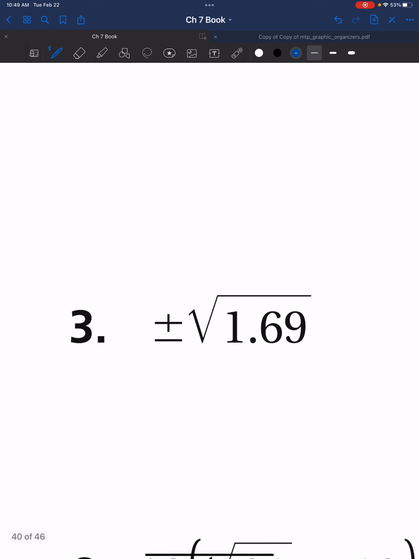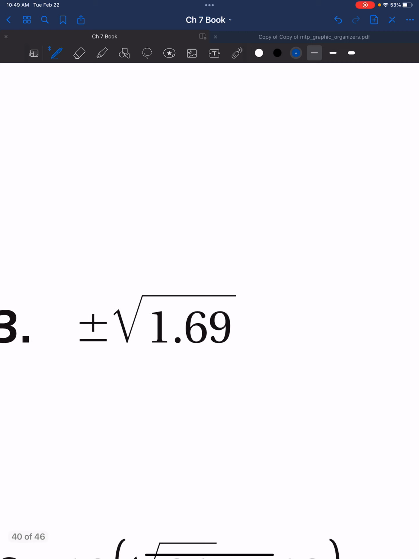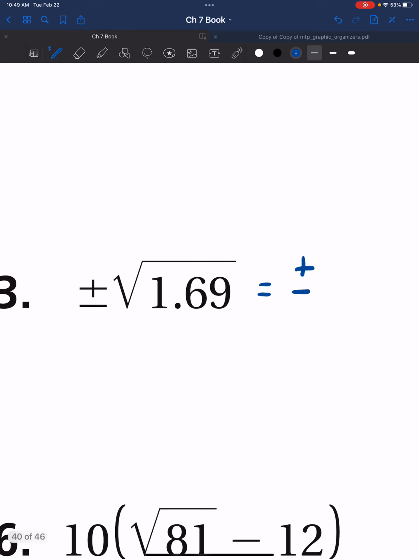Okay, number 3. This will be probably 3. Okay, so we know that the answer is going to be plus or minus. We have to keep that in mind first, okay? So put the plus or minus. It's 1.3. Now, 1.69, the square root of 1.69.